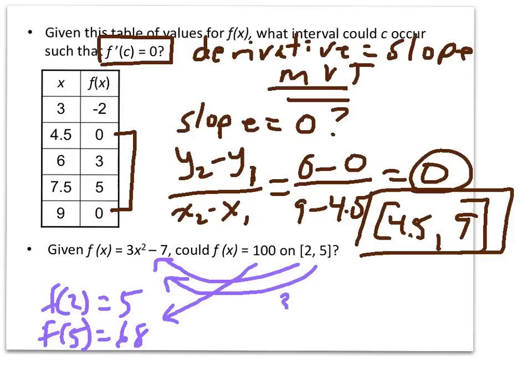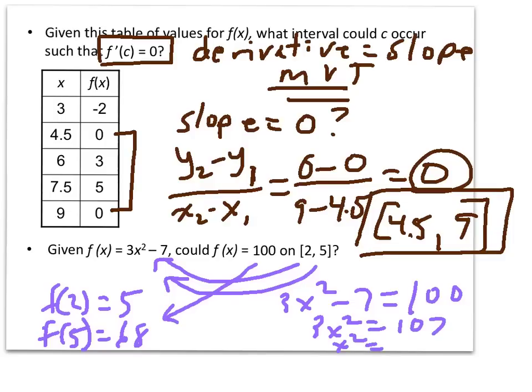And I can actually prove that by taking this equation and solving, by taking 3x squared minus 7 equal to 100. I get 3x squared equals 107. X squared equals 35.6 repeating. And if I square root both sides, I'll get x equals 5.97, which if you notice is outside the range between 2 and 5. So I would have to say no, f of x cannot equal 100 between the values x equals 2 and x equals 5.